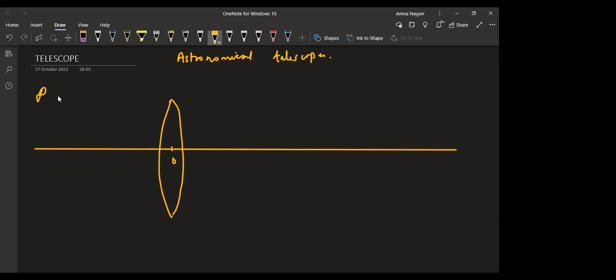So what will happen? Again, the rays that are coming will subtend an angle at the objective lens, the angle subtended by the object. This is the object at infinity. The angle subtended by the object, we always take it as alpha. Here also you will be taking it as alpha. Now rays from the distant object will come, and one more lens will be here. That will be the eyepiece.